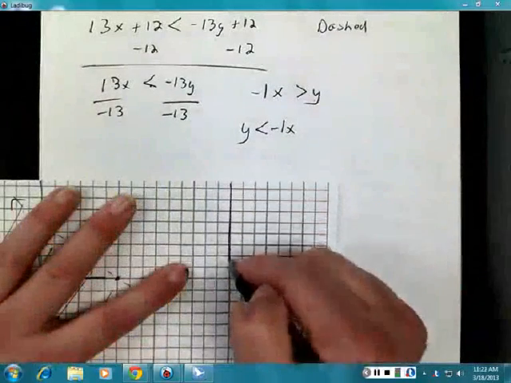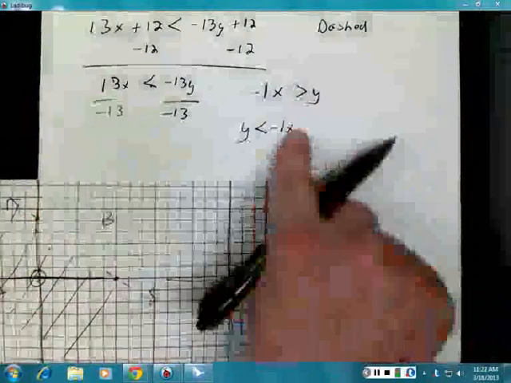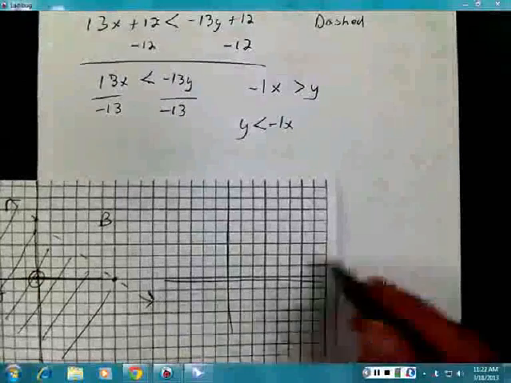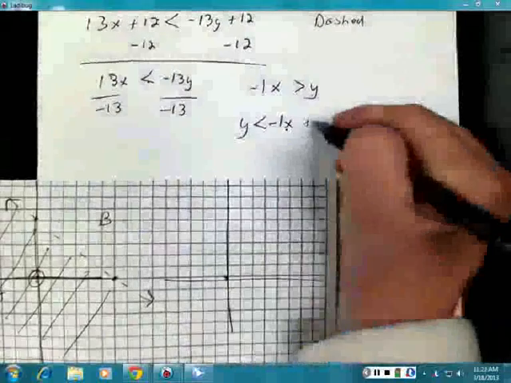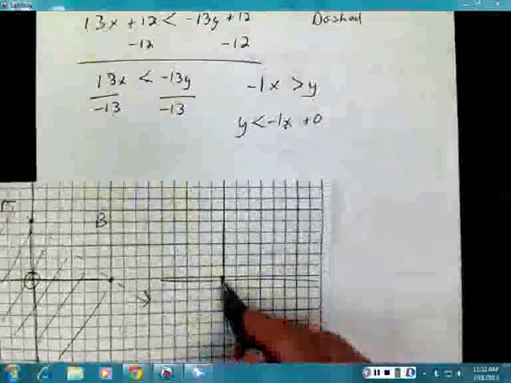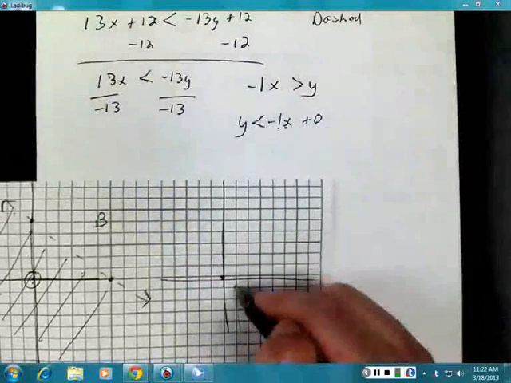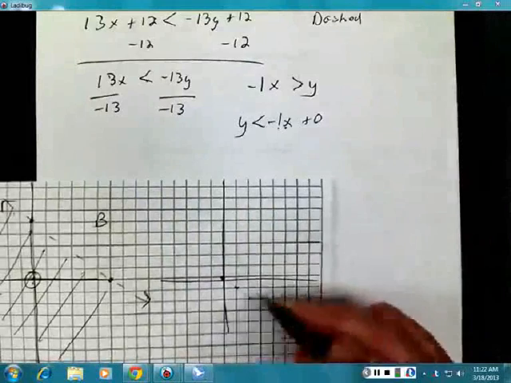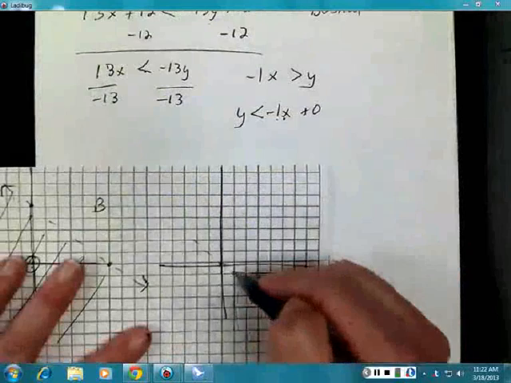Keep your point. So what's this thing graph as? It's going to be a straight line at negative 1. Nope, because it's got an x and a y. It won't be a straight line. It'll be a line, but 0, 0 because there is no intercept. 0, 0 is my starting point. Then I want to go down 1 and over 1. Dashed, we said.